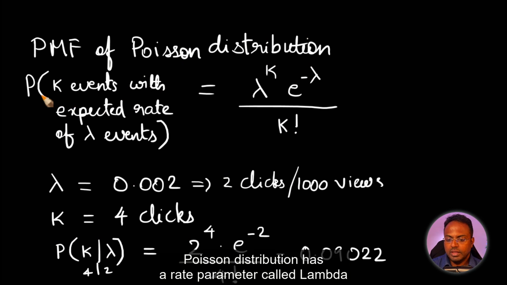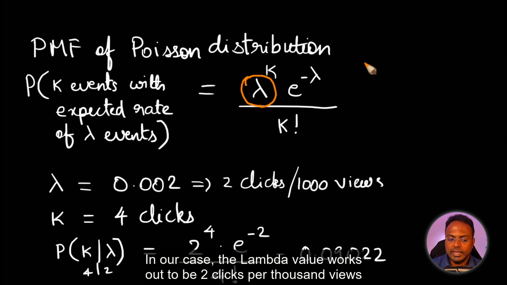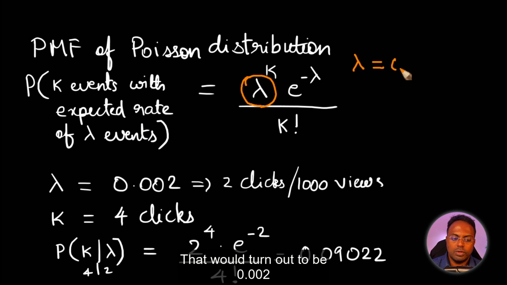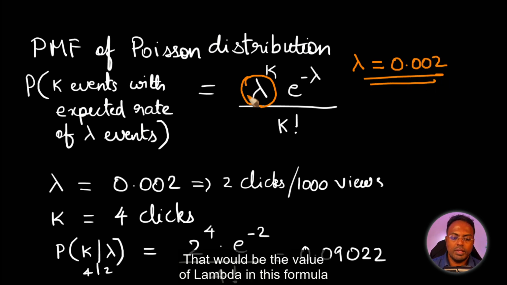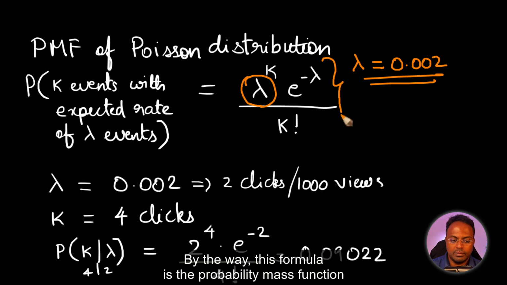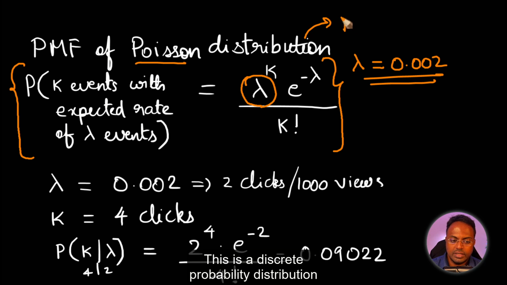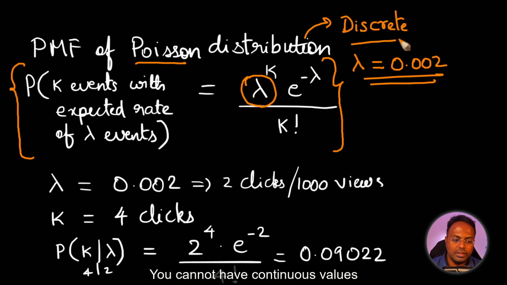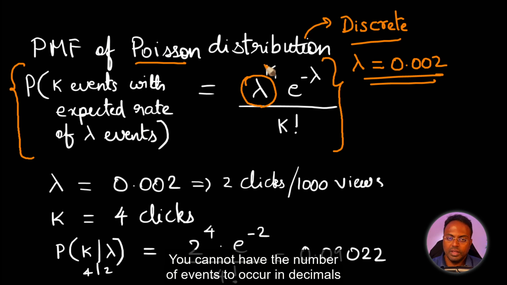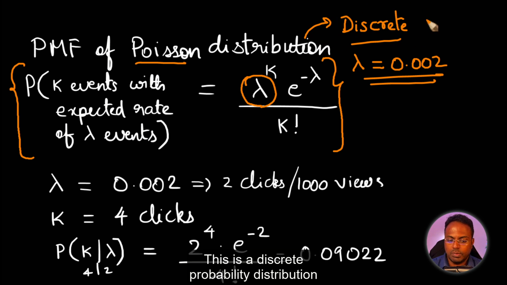If you want to use it, Poisson distribution has a rate parameter called lambda. In our case, the lambda value works out to be 2 clicks per 1000 views, right? So that would turn out to be 0.002. That would be the value of lambda in this formula. By the way, this formula is the probability mass function for Poisson distribution, because Poisson distribution deals with discrete values. You cannot have continuous values. You cannot have the number of events occur in decimals, right?